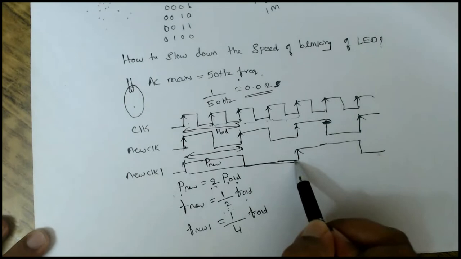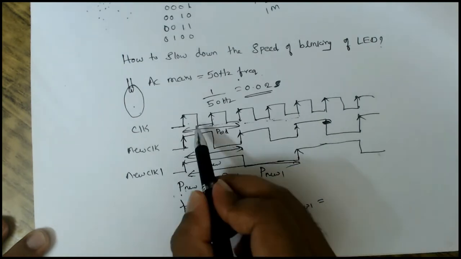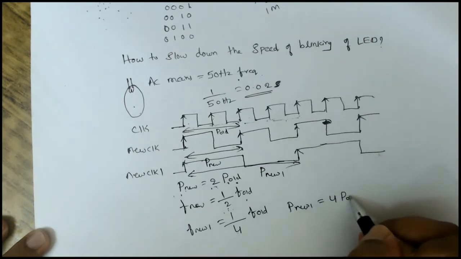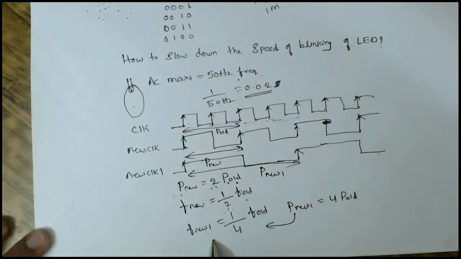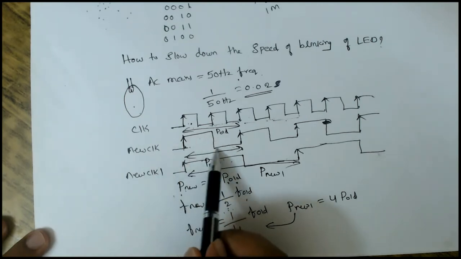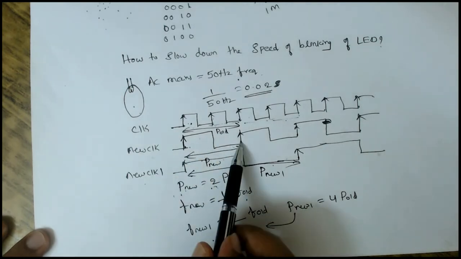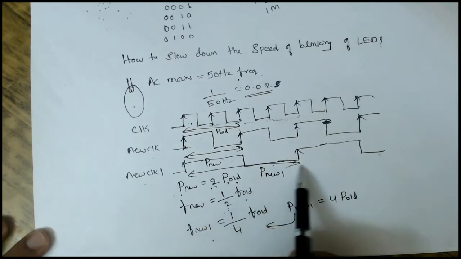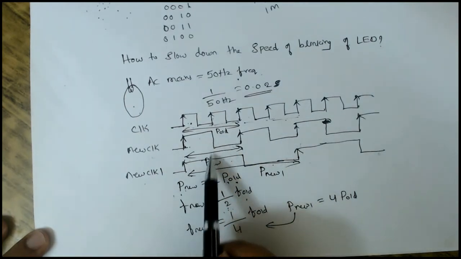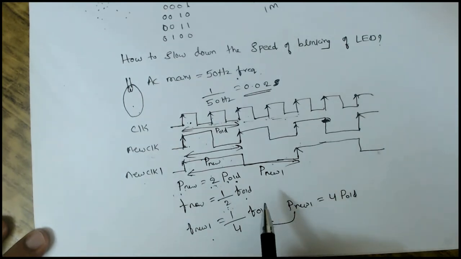So you can see that this is P new 1. P new 1 is 4 times P old. If I convert it to frequency, it looks like this. So this is like dividing the frequency 4 times. Now how to do it? You can just check here. When I want to divide it by 2, at every positive edge the new clock should be toggled. When I want to divide it by 4, at every positive edge of the new clock, the new clock 1 should toggle. So new clock 1 can be generated using the new clock also. With this concept, we apply Verilog code to design a frequency divider. We'll just look into how to do it.